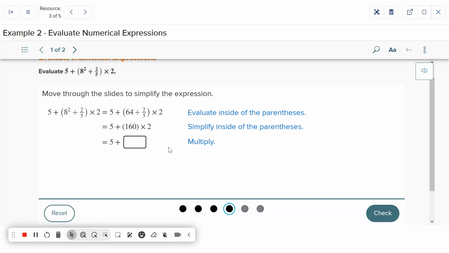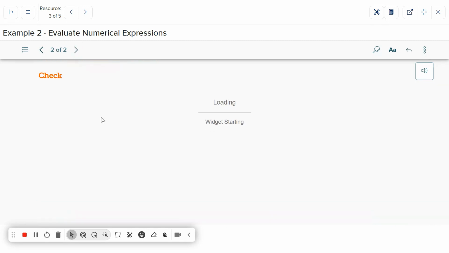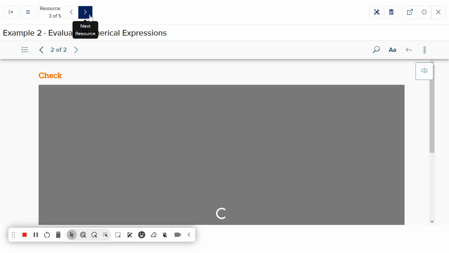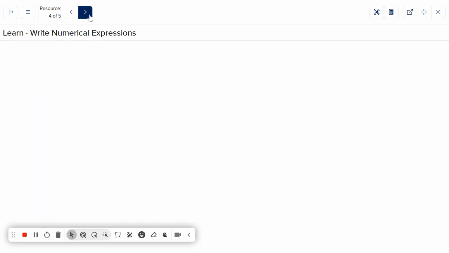They want us to type this here for real. Okay, that's going to be 320. And then we are going to finally add 5 plus 320 to bring us to the final answer. All right. Okay, we already know it's 325. Now it's your turn again. Try it out for yourself.